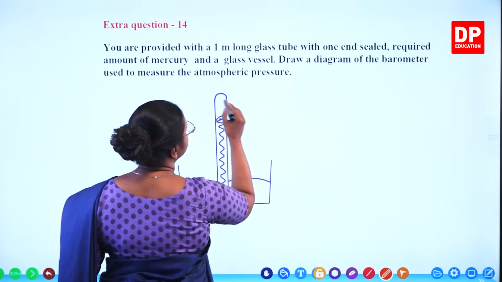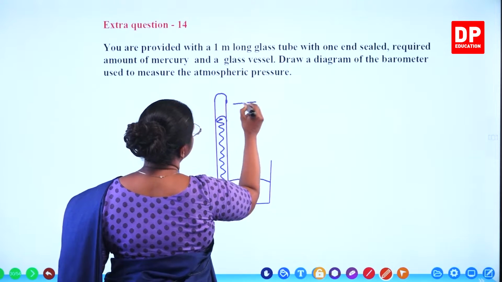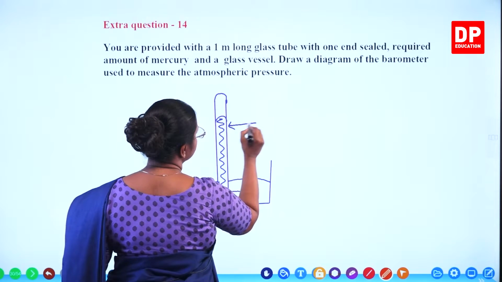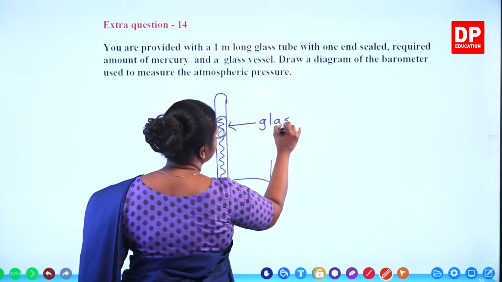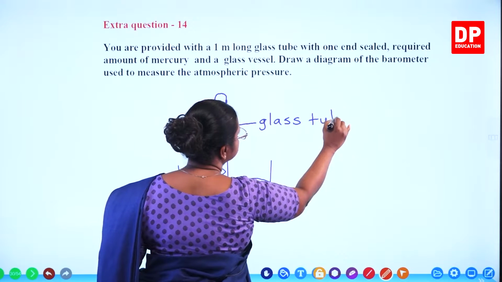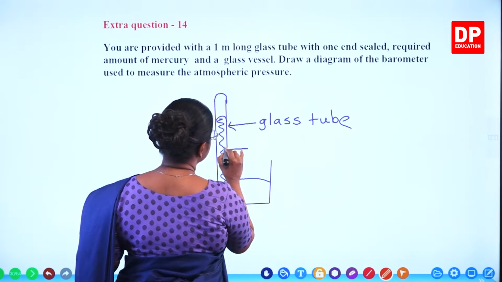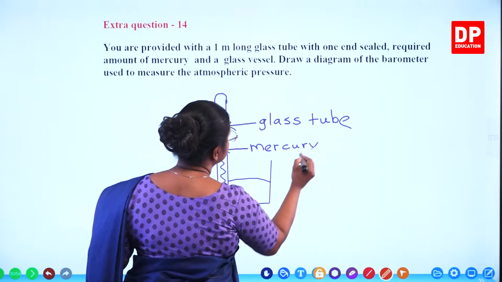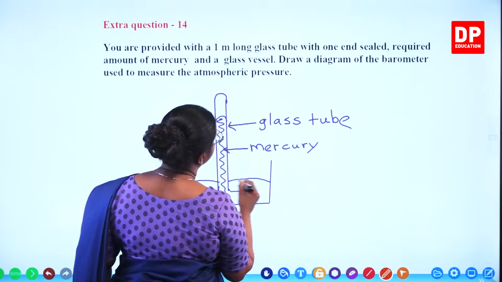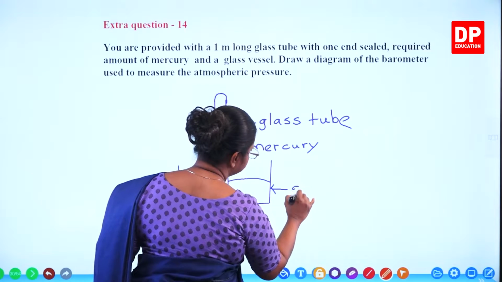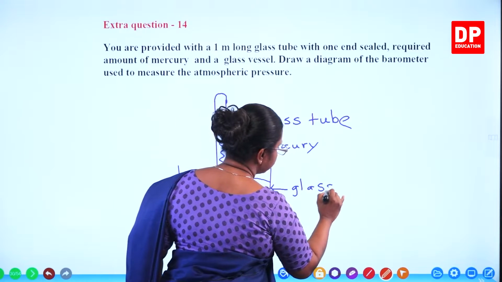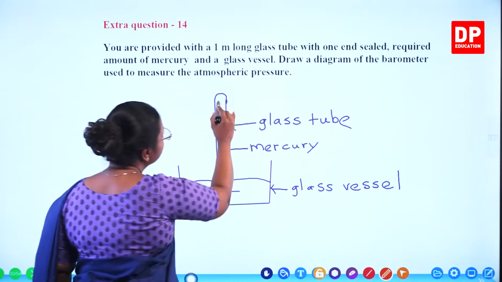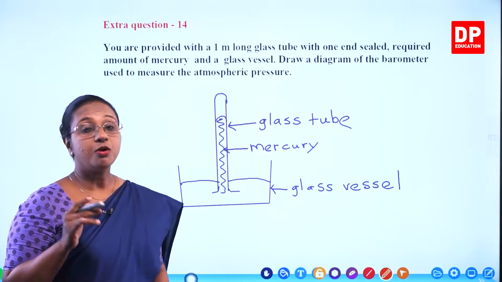So what are these? Glass tube. I will put the glass tube here. This is mercury, and also they have said glass vessel. What is in here? How do we do this?